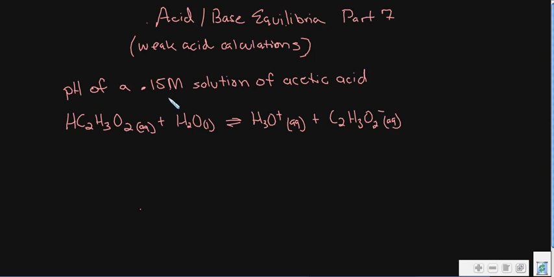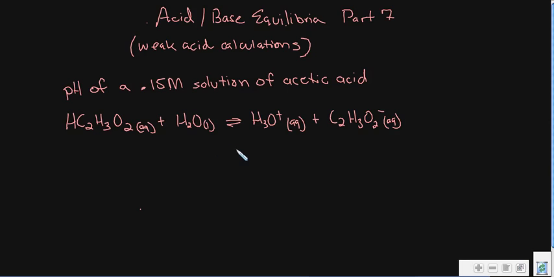Not real tough. But we're going to need to set up an ICE table in order to figure out the value of X and substitute in Ka, which we can look up in Appendix D in your book. Appendix D is going to actually give you the Ka for this. So I did some of these calculations right here to save some time.